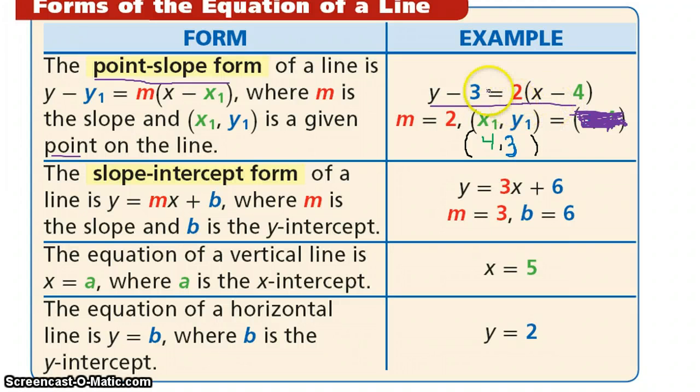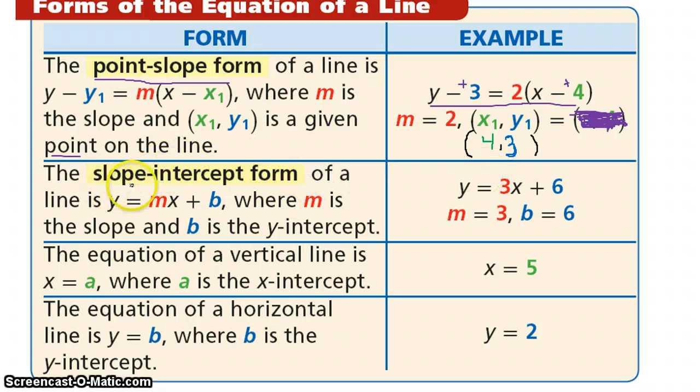And I want you to notice here that even though this looks like these are a negative 3 and a negative 4, in reality, since your formula is minus y sub 1 and minus x sub 1, you need to look at this as both of those coordinates being positives.